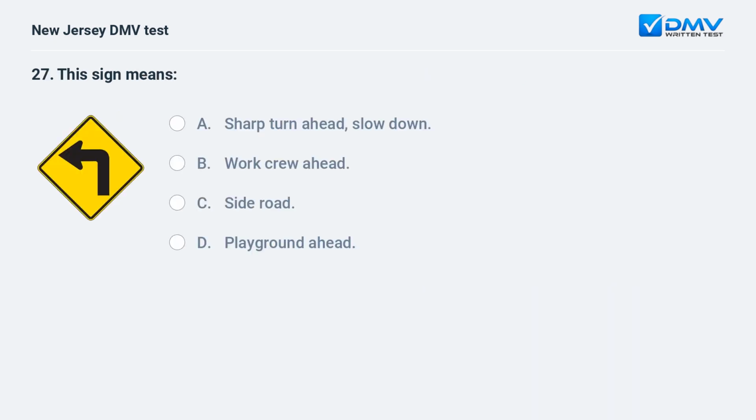This sign means A. Sharp turn ahead, slow down. B. Work crew ahead. C. Side road. D. Playground ahead.